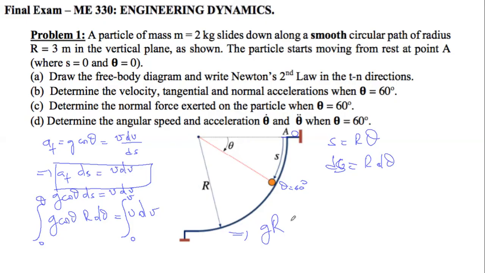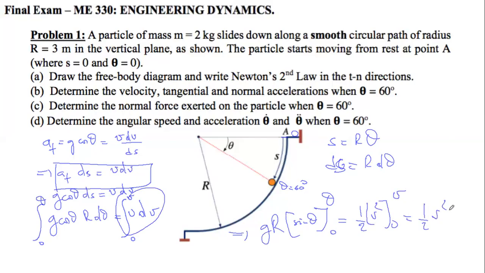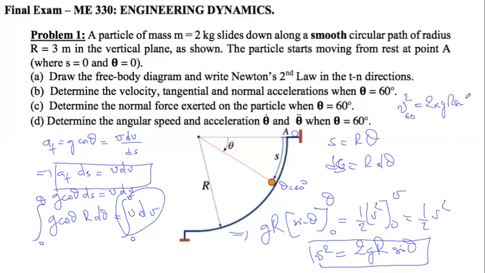So what's the integral of cosine theta? That will give you sine theta, and I will take it between 0 and theta, which is 60 degrees. And the right-hand side gives me half v squared between v and 0. In other words, v squared is 2 times gr sine theta. So if I want v60 degrees squared, it will be 2 times gr sine 60 degrees.